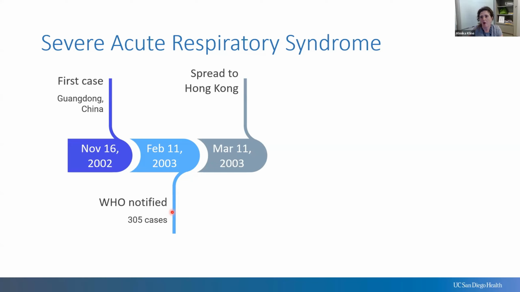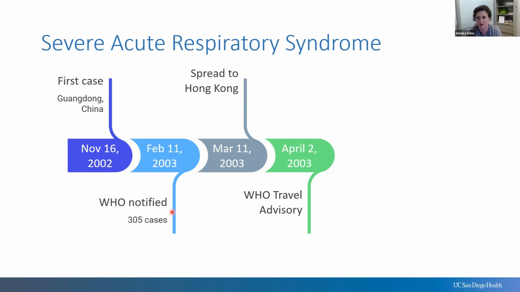Now, obviously, there was more global concern because the spread had moved beyond one region of China. A few weeks later, on April 2nd, 2003, the WHO issued a travel advisory for people traveling to areas where SARS was occurring, and for countries to be aware of returning travelers from those areas. So there was airport screening and a number of measures in the US.